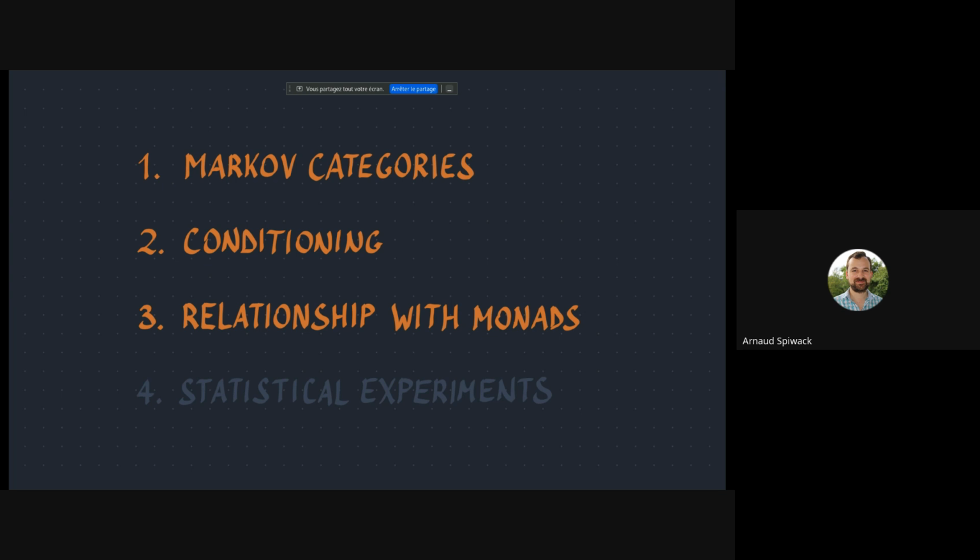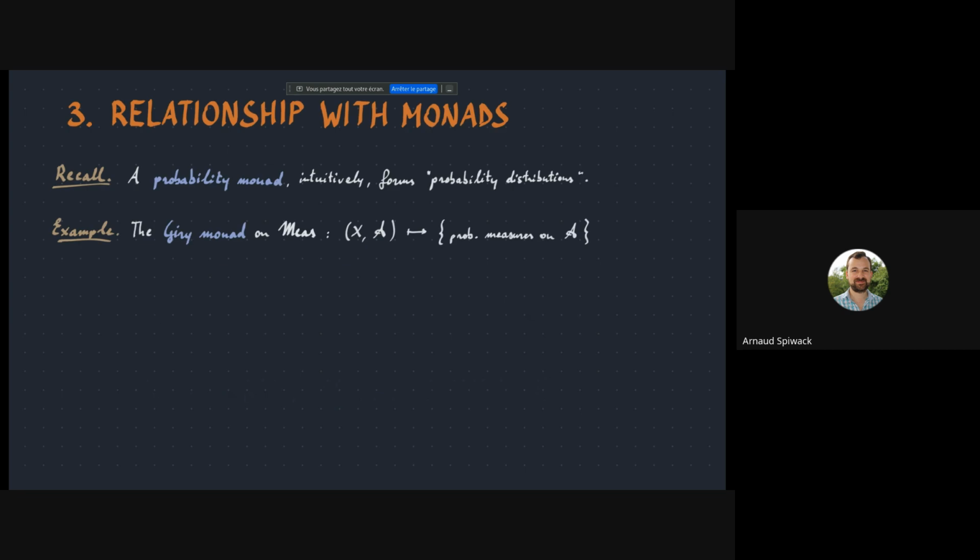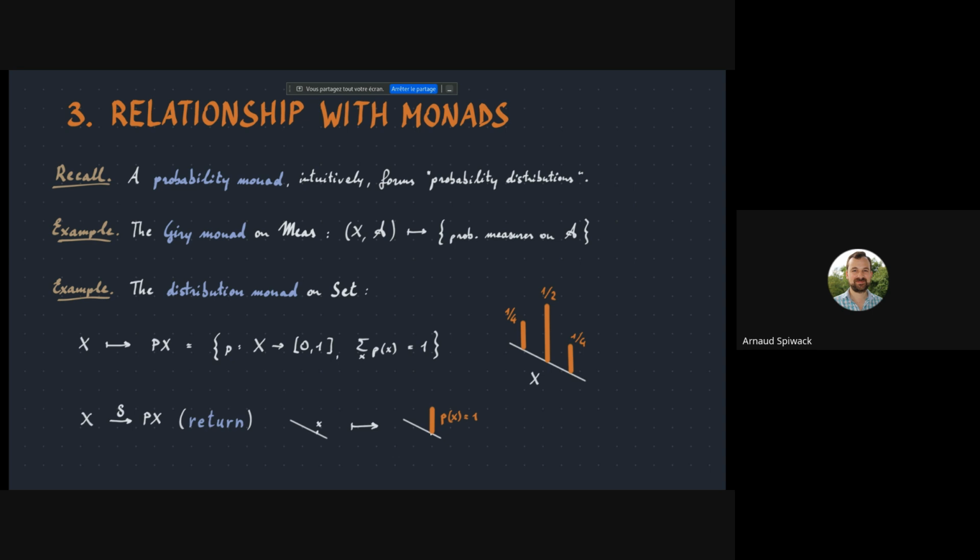Okay, let's look at monads now. All right, so what is a probability monad? Well, those of you that are familiar with monad Bayes in Haskell know that already. For those of you that aren't, it's a monad that intuitively equips your spaces with probability measures, so that do notation is basically probabilistic. The most famous example is the Giry monad on measurable spaces. A simpler example is the distribution monad on sets.